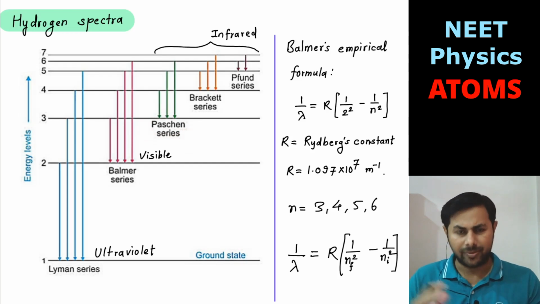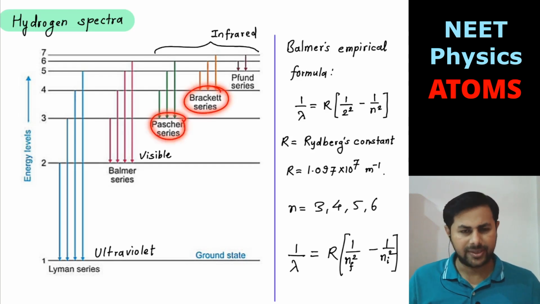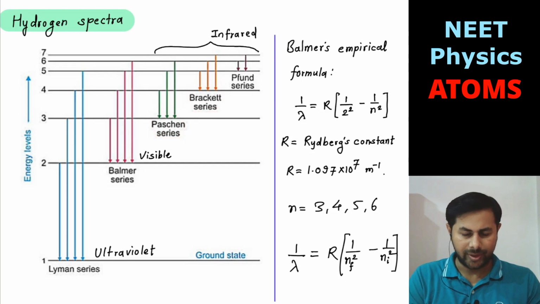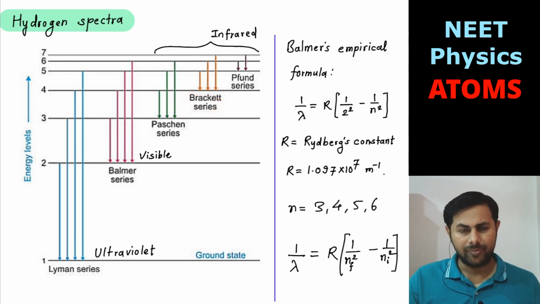So the electron will jump from the fourth orbit, fifth orbit, sixth orbit, and so on and so forth. So that is the Paschen series. For the Brackett series, what is the final orbit? The number of the final orbit is 4. Nf is equal to 4. So then the electron jumps from the fifth orbit, sixth orbit, and so on and so forth.